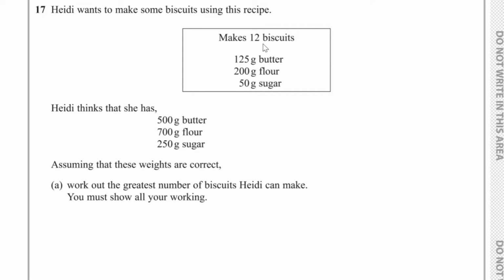Well, what we need to do is find out how many of these 125 grams fit in the 500 grams, how many of the 200 grams fit in the 700 grams, and how many of the 50 grams fit in the 250 grams. So if we consider the butter, then we have 500 divided by 125, and it turns out here we get 4.